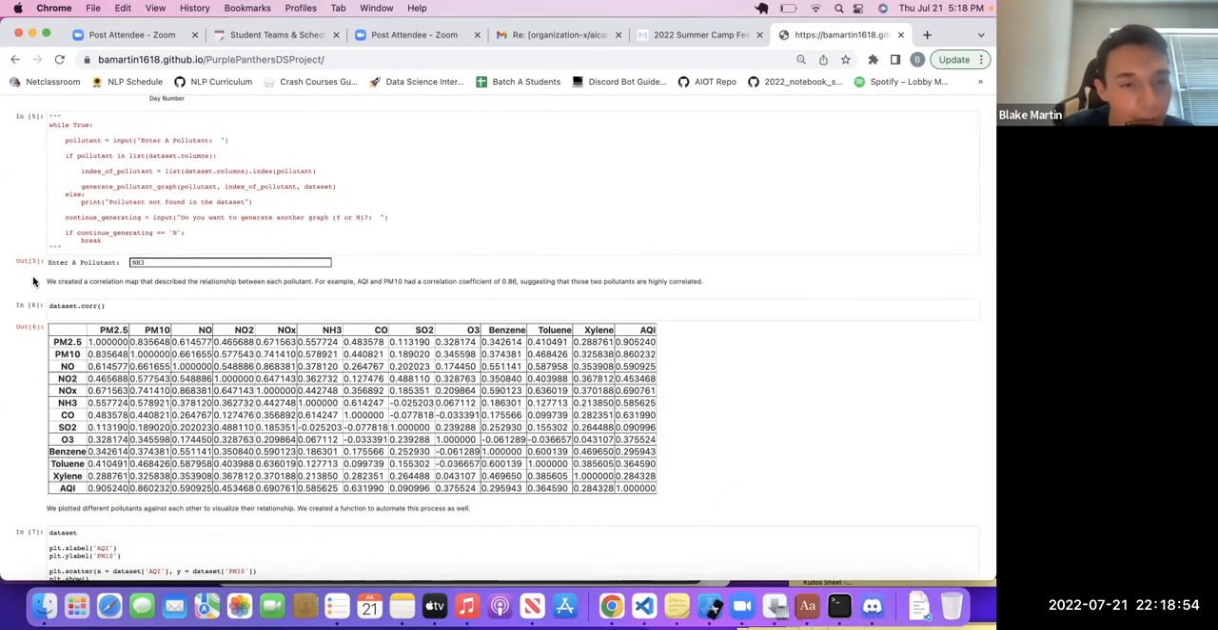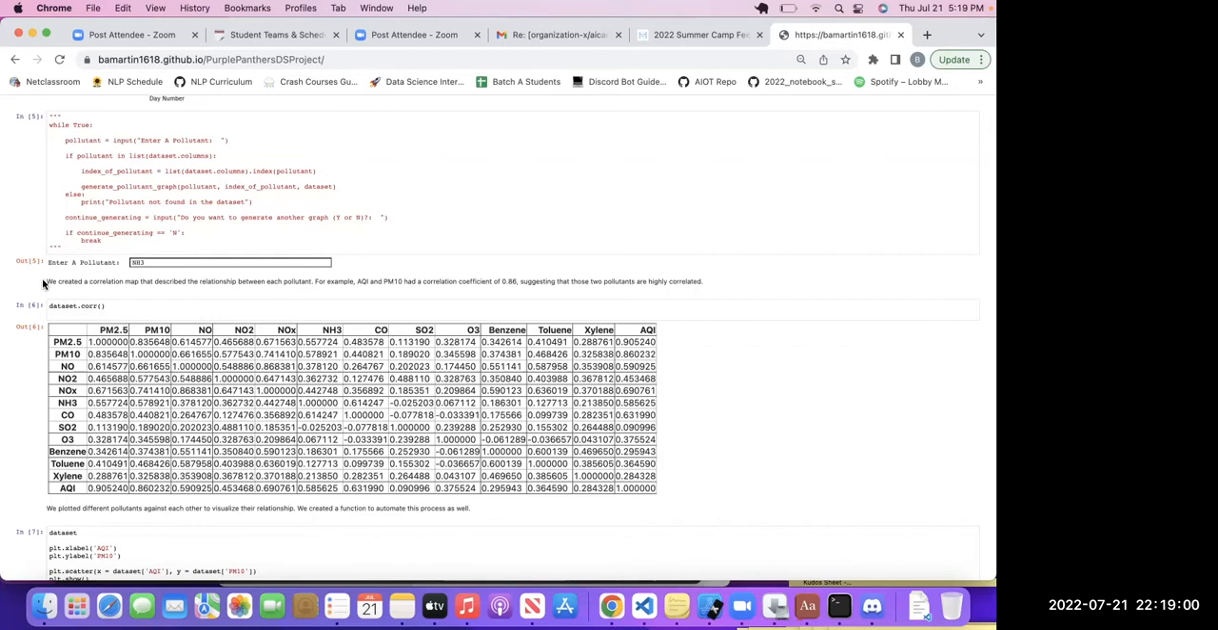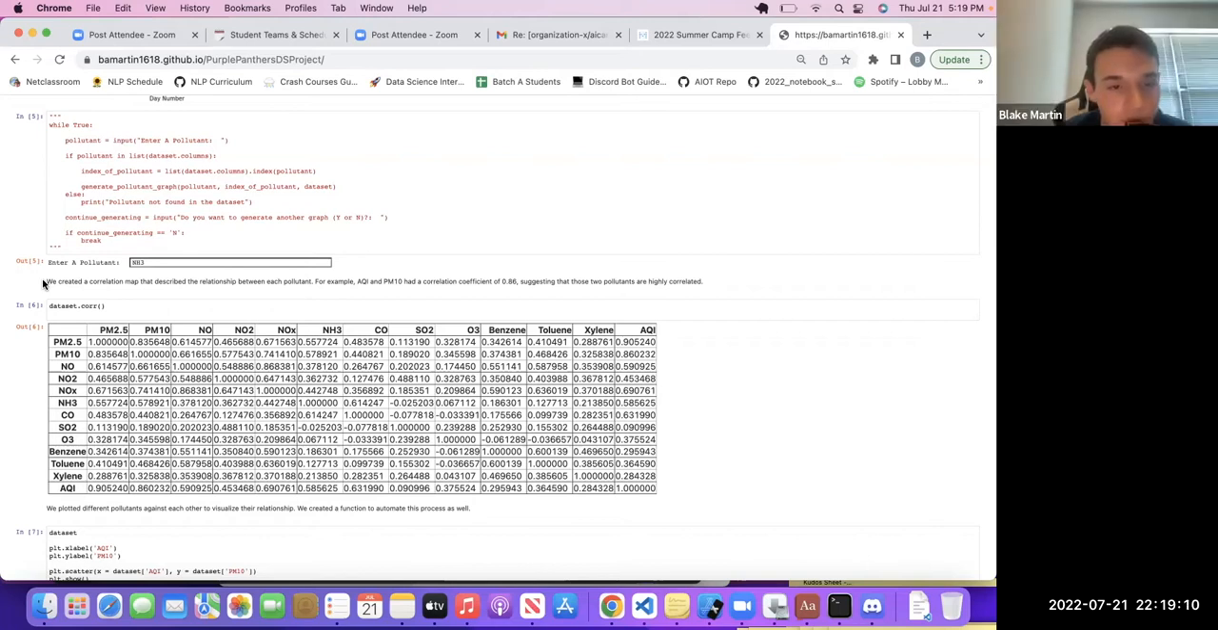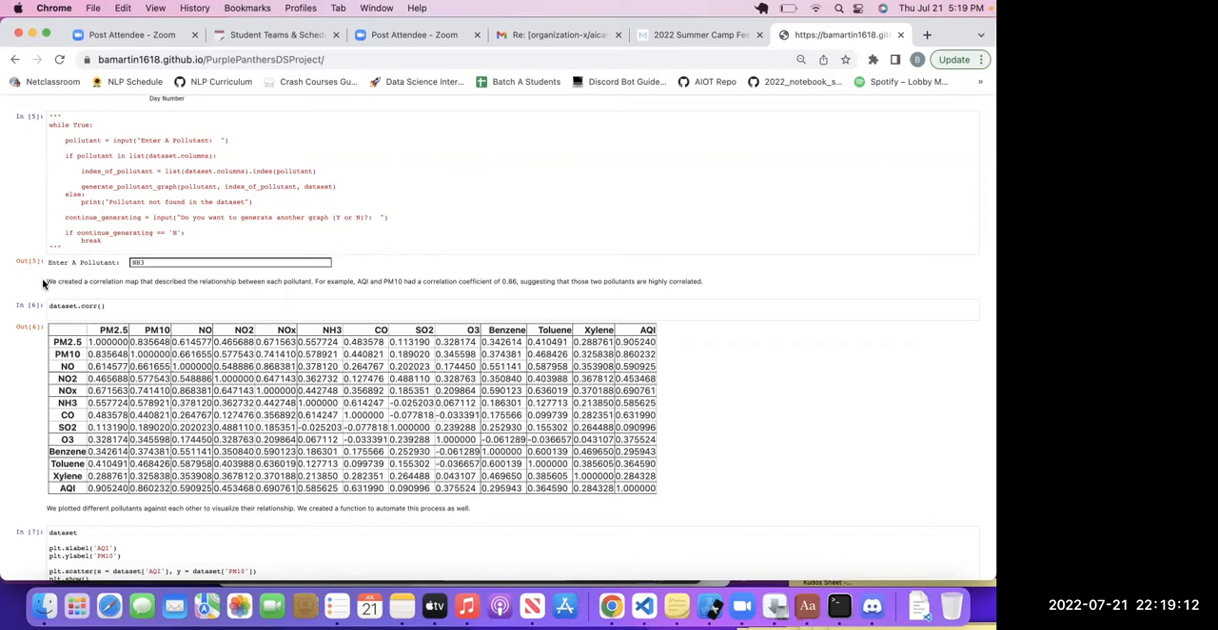I'm going to hand it off to our member Diamond, who's going to talk about the correlation test we did. We created a correlation map to describe the relationship between each pollutant. For example, AQI and PM10 had a correlation coefficient of 0.86, suggesting that these two pollutants are highly correlated.